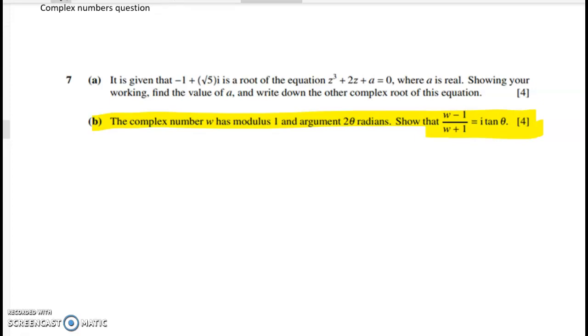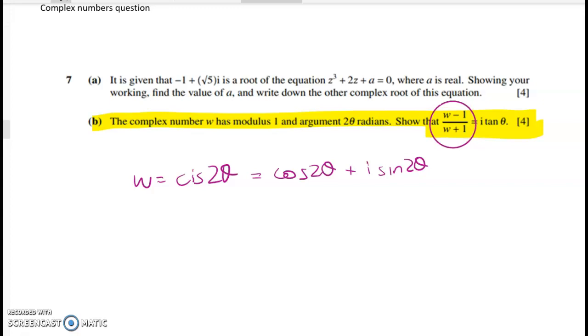So there are two ways I think that you can do this question. I'm going to timestamp the video or put a note in saying where I start the second method. But the first way that I'm going to do it is just to start by saying that we know that w is equal to cis 2 theta, so that's equal to cos of 2 theta plus i sine of 2 theta. I'm going to substitute that in here and work through the left-hand side.